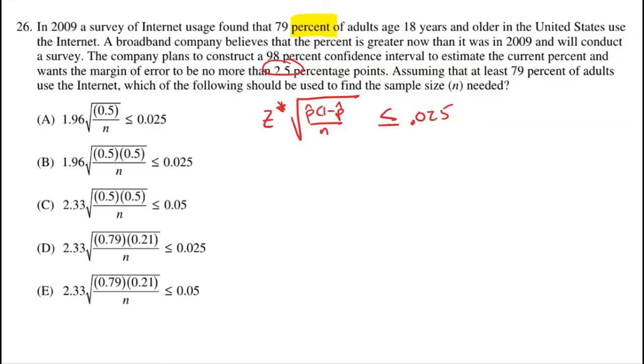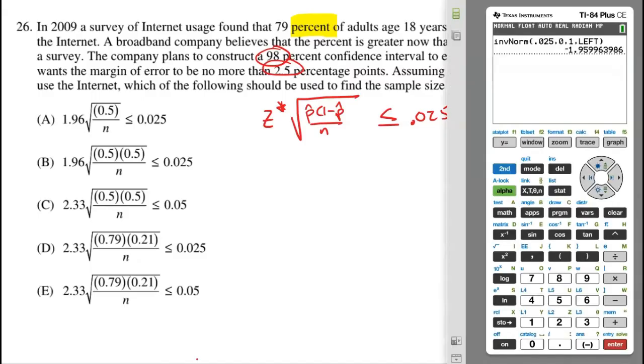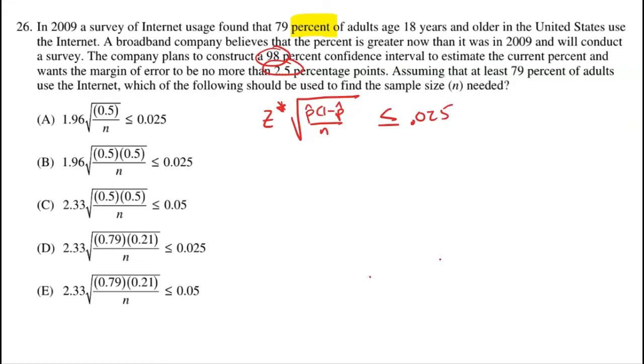All right, so first off, the Z star is based solely on how confident I want to be. In this case, 98% confident. So I'm going to go to my calculator, do an invert norm. If there's 98% in the center, that puts 2% on the outside, 0.01 or 1% on the left. All right, and that gets me 2.326 or 2.33. So there is my Z star. So I can immediately get rid of A and B because they have the wrong Z star.